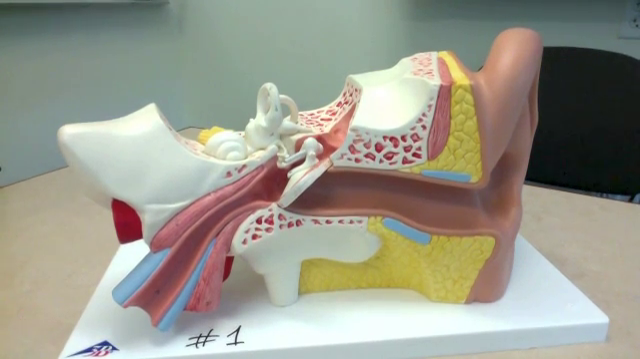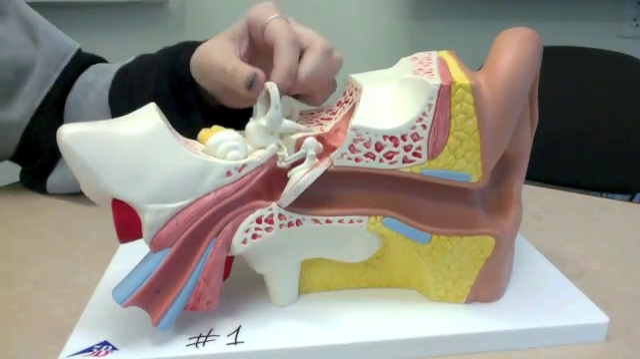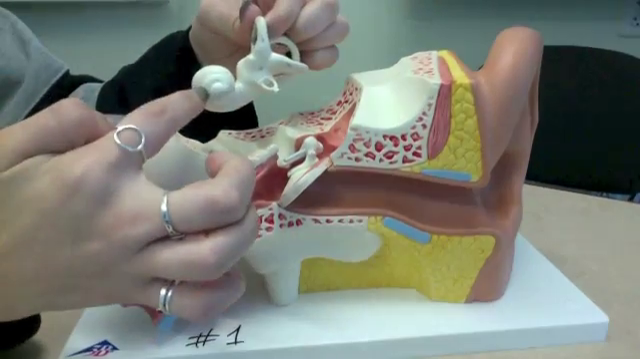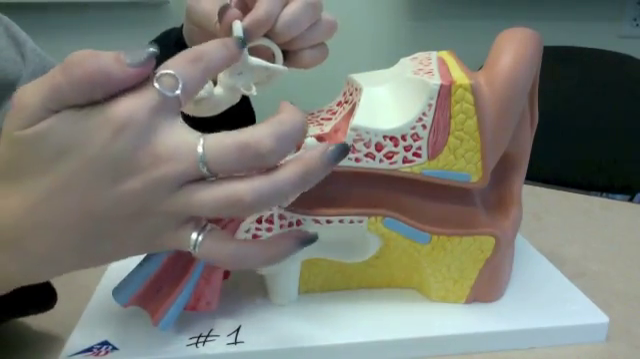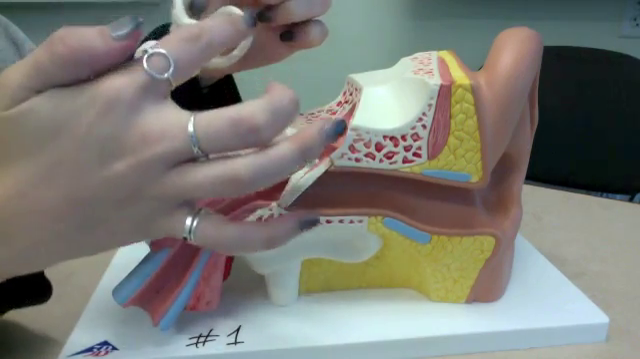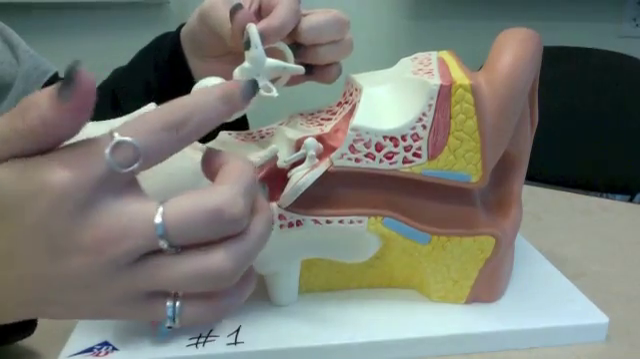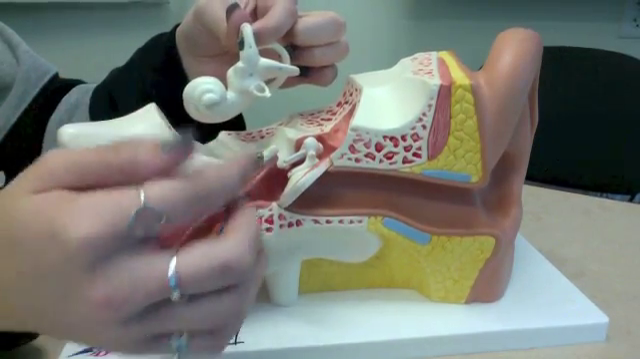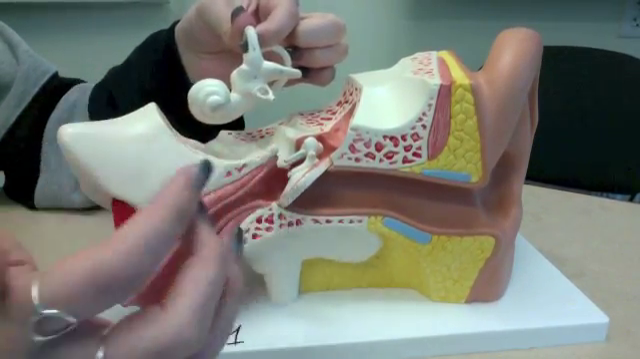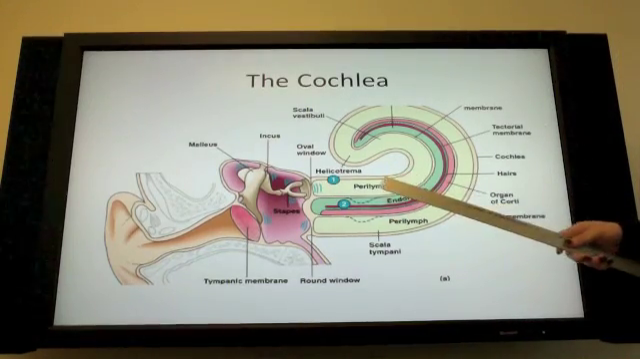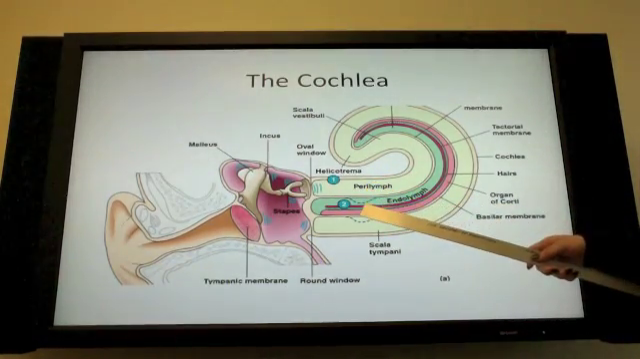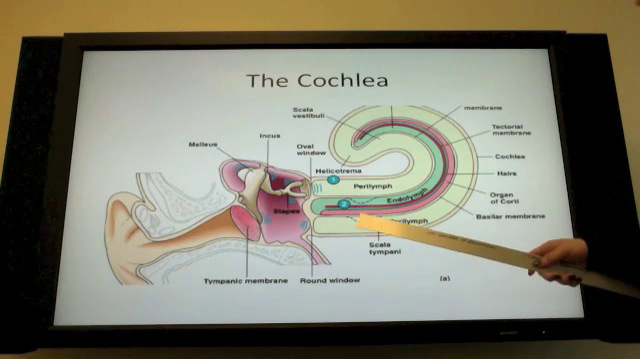Next, we will discuss the inner ear. Behind the oval window lies the cochlea, the vestibule, and the semicircular canals: posterior, horizontal, and superior. The vestibule is the entrance into the cochlea. Within the vestibule is the utricle and saccule. Within the cochlea, we have the scala vestibuli, the scala media, also known as the cochlear duct, and the scala tympani.